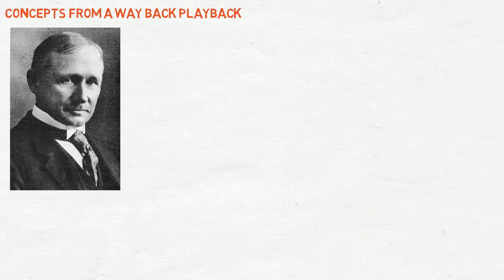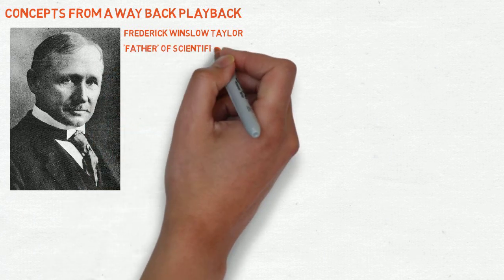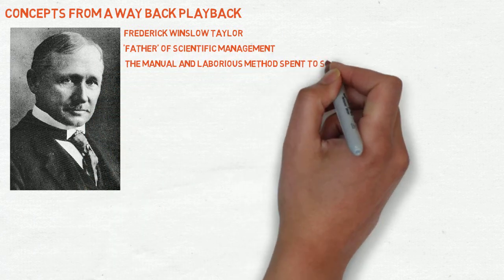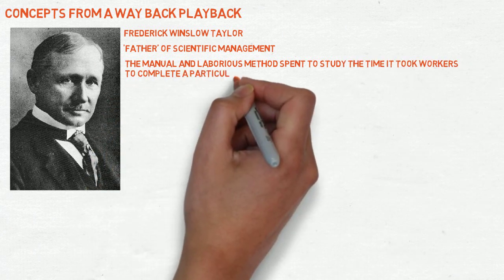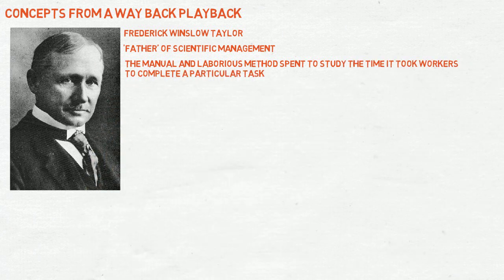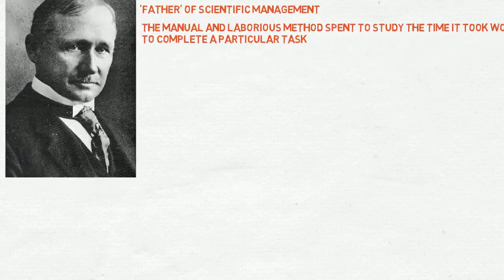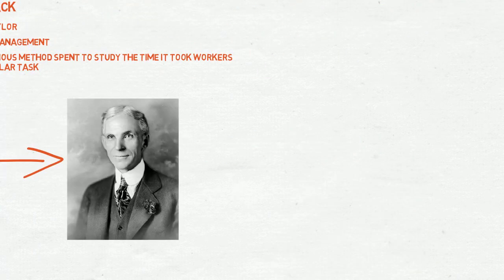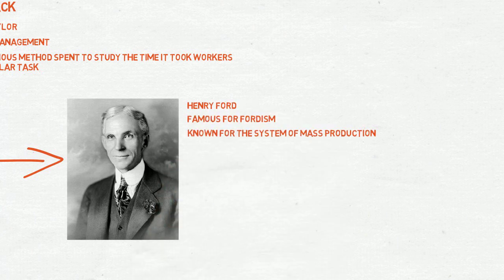This dude right here is Frederick Winslow Taylor, and he was regarded as the father of scientific management. He used a manual and laborious method to study the time it took workers to complete a particular task. His work actually led the way to the concept of division of labor. After Frederick came this dude, Henry Ford, who was known for Fordism, the system of mass production. Both of these two pioneers essentially used process optimization to achieve high product output in manufacturing.